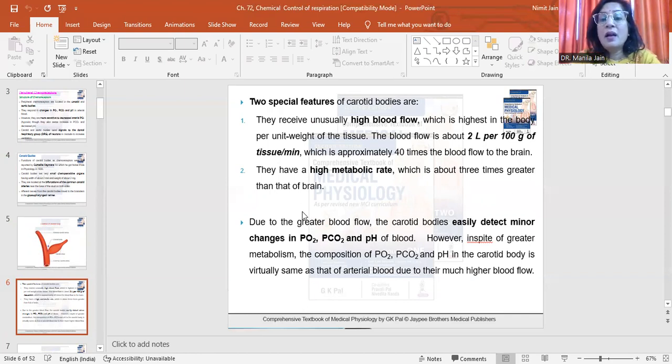So it has the highest blood flow, which is approximately 40 times the blood flow of the brain. If we compare the blood flow with the brain, it is approximately 40 times more. Another important feature, they have a high metabolic rate, about 3 times greater than that of the brain.